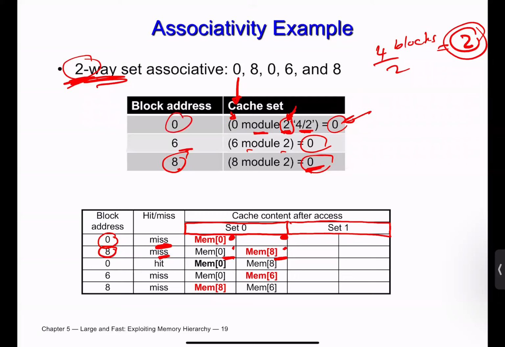Then block 0 again to set 0. So I will go to set 0. I found that memory of 0 was basically here, so I hit. So I don't have to do anything.